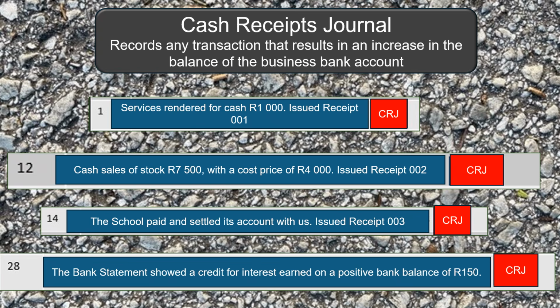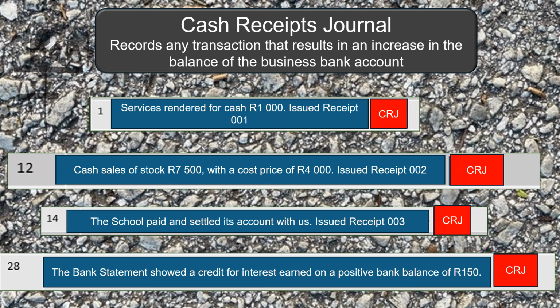The first journal that we're going to look at is the cash receipts journal. You may have previously called it the cash book receipts, but cash receipts journal is used in the textbook we're using. The cash receipts journal will record any transaction that results in the bank balance of the business increasing.